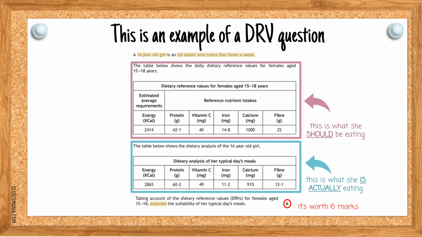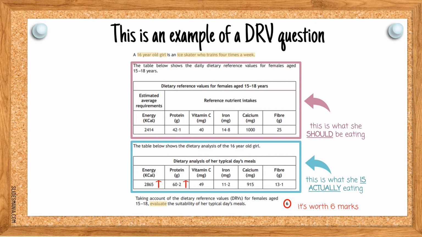The second thing that you want to do is you want to compare the second table to the first table. So you're comparing what she's actually eating to what she should be eating. And you're going to put your arrows. So we can see here that she's consuming more energy than she requires. She's eaten 2,865 calories and she only needs to eat 2,414. So we're going to put an upwards arrow there because she's eating more than she requires.